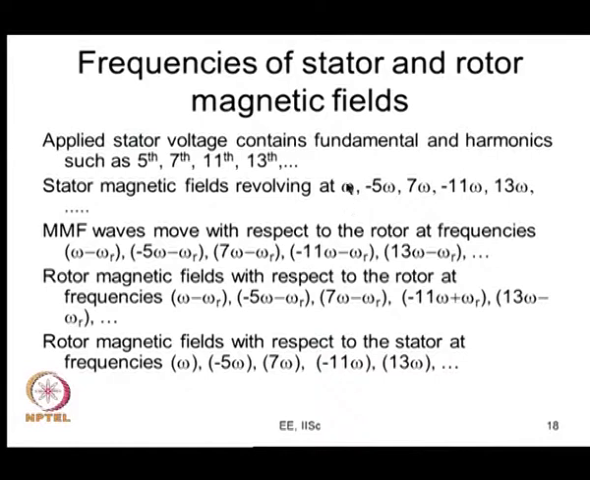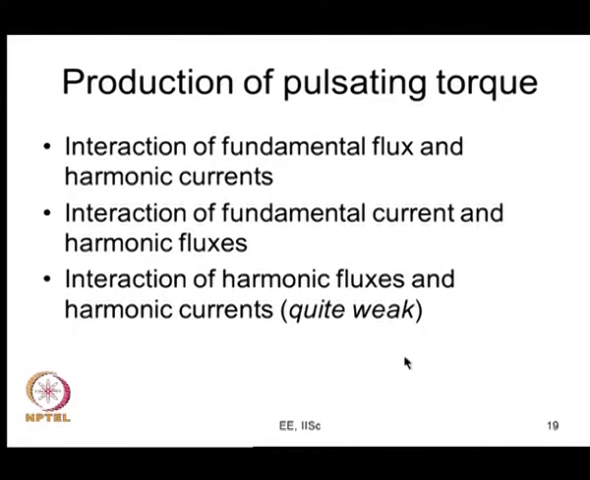The same way, omega interacts with minus 11 omega to produce a 12th harmonic torque. This field interacts with this field to produce again a 12th harmonic torque. So, you can say that these are magnetic fields and they do this, and this is how the pulsating torques are actually getting produced, alright.